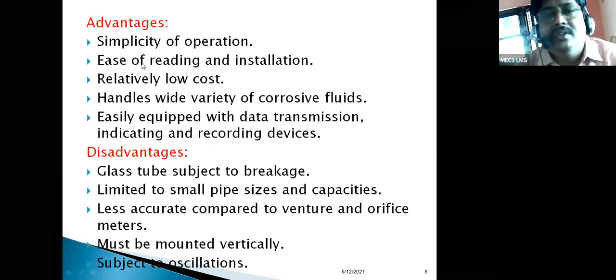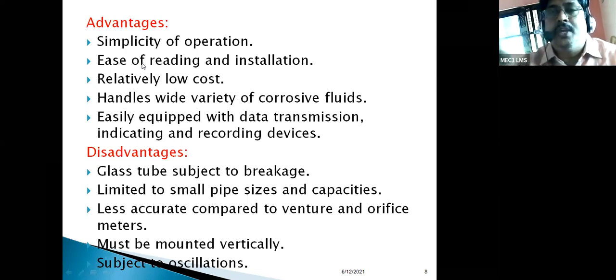Advantages: simplicity of operation. It's very simple in operation. When you rotate the valve, the flow occurs automatically, and wherever the float is in the tapered transparent glass tube, we can directly take down the reading. You can take the reading very easily, the installation is also easy, it is relatively low cost, and it handles a wide variety of corrosive liquids.